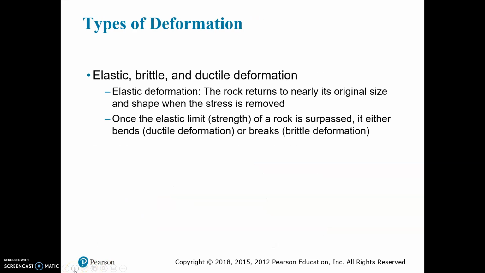So if we look at deformation, we can have elastic, brittle, or ductile. Elastic is what we think of with a rubber band, essentially. You can stretch a rubber band and you let go of it and it'll go back into its original size and shape. And this is what happens in elastic deformation. The rock can be stretched or pulled, but once the stress is removed, it can go back to its original size. However, if that elastic limit or the strength of the rock is surpassed, then the rock bends or breaks.